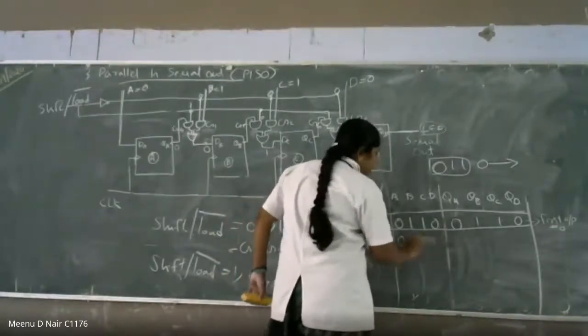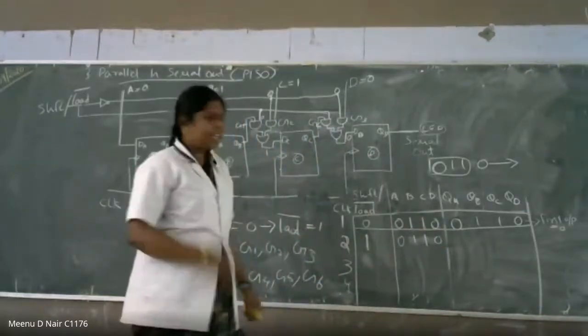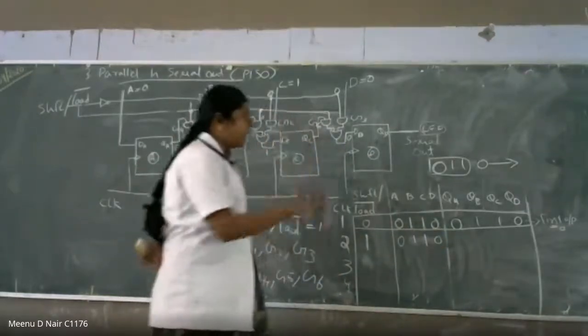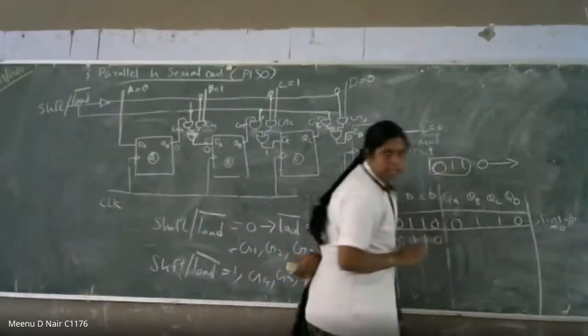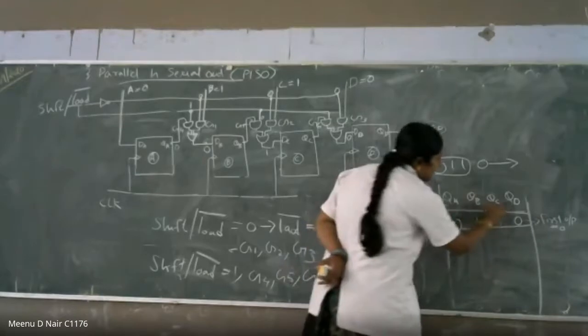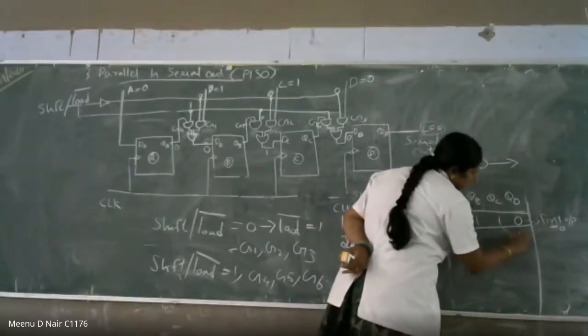Okay, let it be 1, 1, 0. But it is not actually considering what is happening there. It is only shifting the operation. Shifting the operation means 0 is out, right? 0 is right. So this QC comes to D.